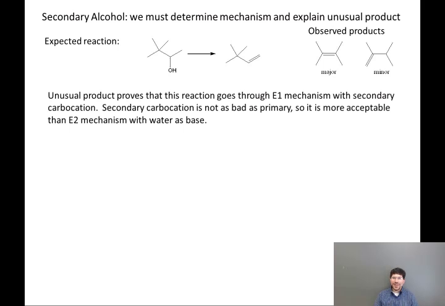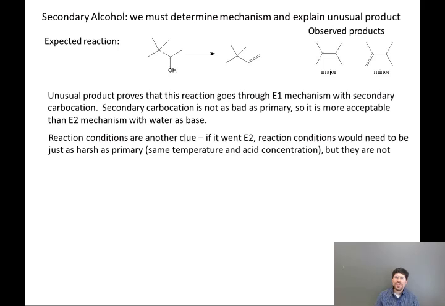And in order to do that, I have to tell you that the unusual product is actually proof that this reaction is going through the E1 mechanism with a secondary carbocation. Okay, the secondary carbocation is not as bad as a primary carbocation. So when this reaction has to pick which poison it would prefer, it is choosing the E1 mechanism with a secondary carbocation rather than the E2 mechanism with water as a base.